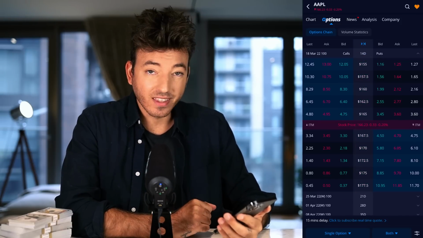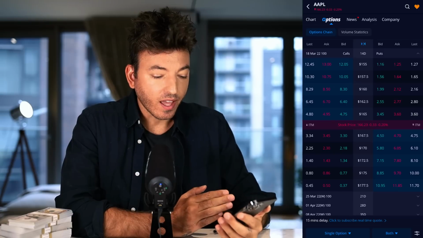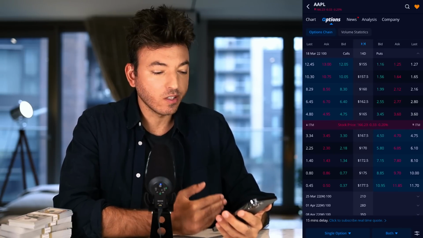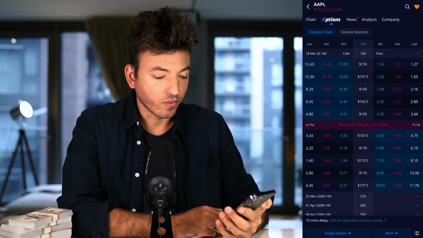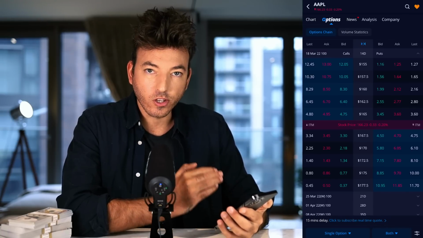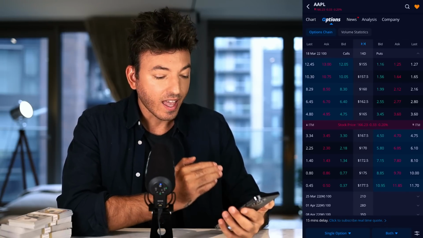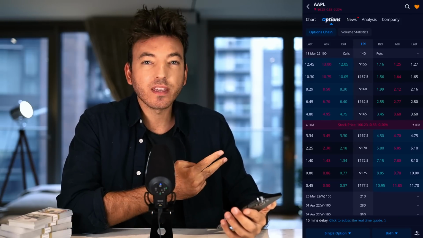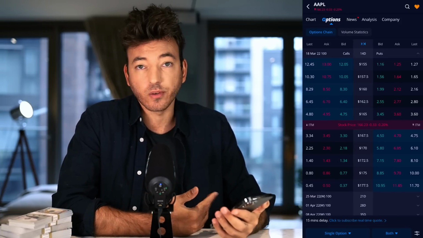So you can see the stock price in the middle, 166, and above it and below it are the strike prices. Now you can see that these strike prices are going in ascending order. So it's going from the lowest on top, 155, to 157, 160, and going until it hits the stock price, and then it goes higher and higher going down. Now this might be counterintuitive if you're used to something like Robinhood.